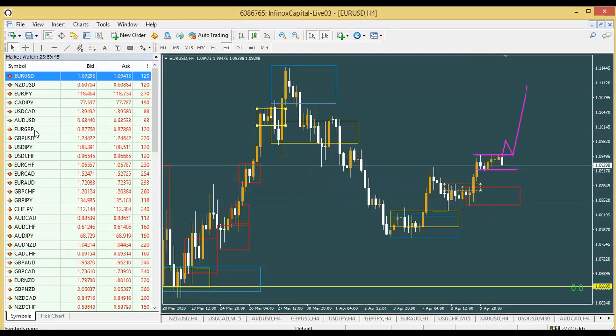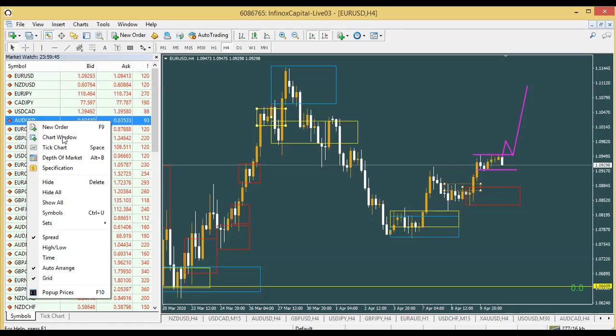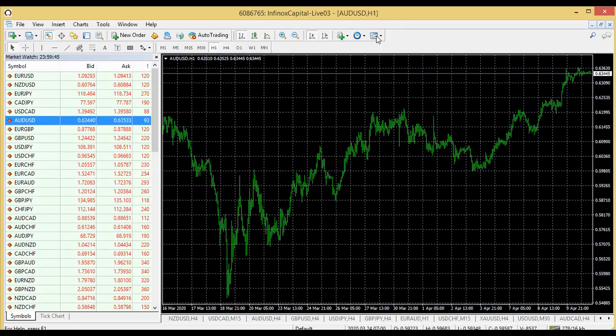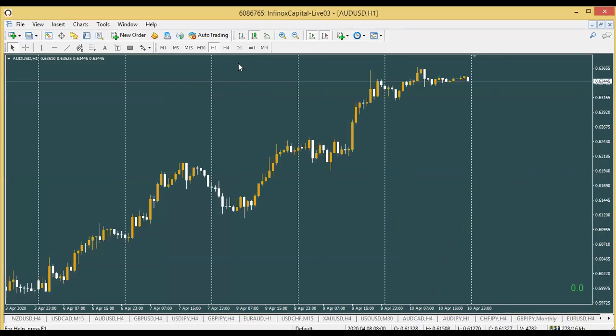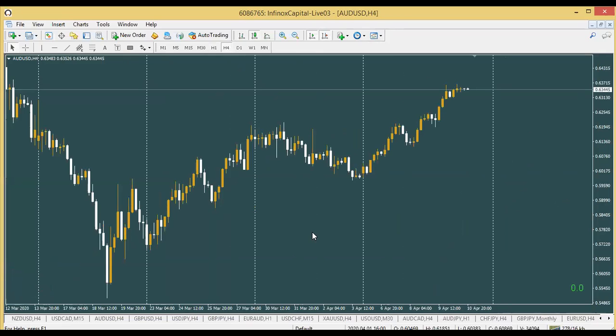I don't know which one to look at. Let's take AUD USD. Okay, so this is AUD USD. Now, who can tell me, just looking at this particular currency pair, is it a bullish or a bearish trend? Bullish. It's bullish. So it's practically similar.